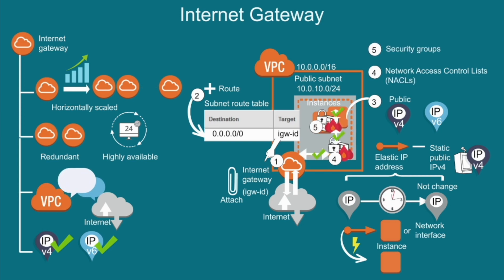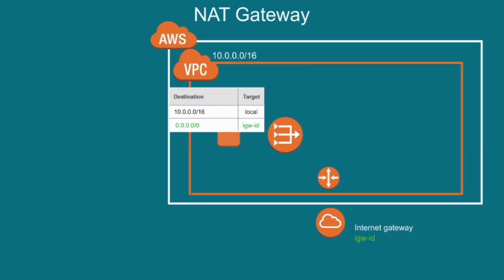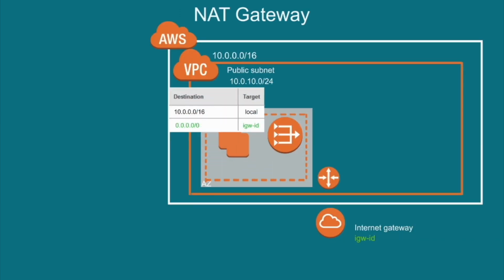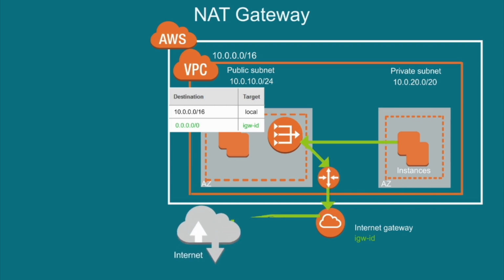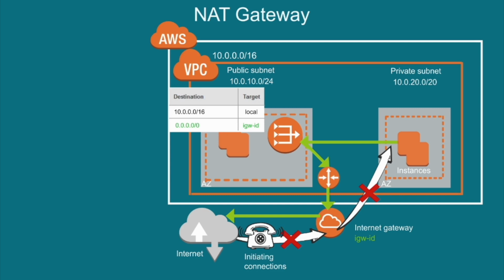from your instance. On the other hand, you need a NAT gateway in the public subnet to enable instances in a private subnet to connect to the Internet, but prevent the Internet from initiating connections with the instances. NAT stands for Network Address Translation.